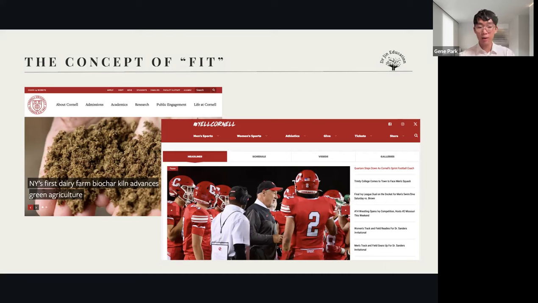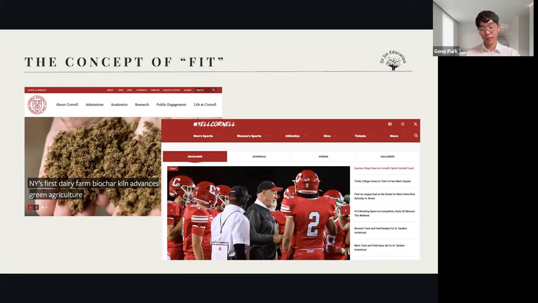Now, however, you will also notice that Cornell has an entire separate section for athletics. They even have a hashtag, Yell Cornell. So student athletics is a very, very large part of Cornell University. And there is even a separate site for campus and community engagement with a searchable database of over 1,000 student groups, including a lot of fraternities and sororities.